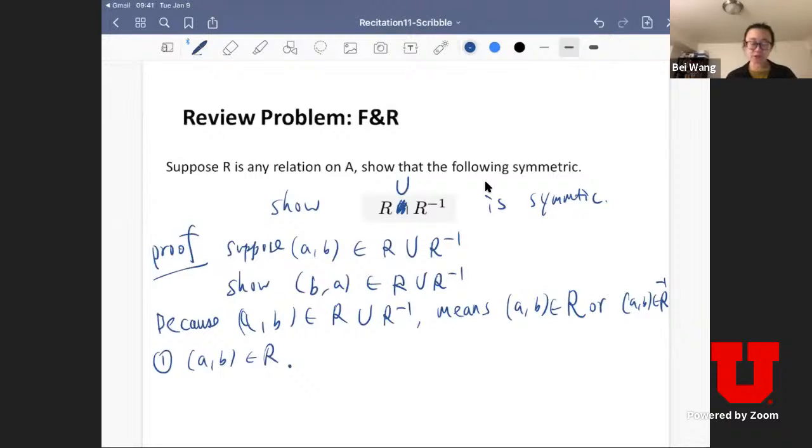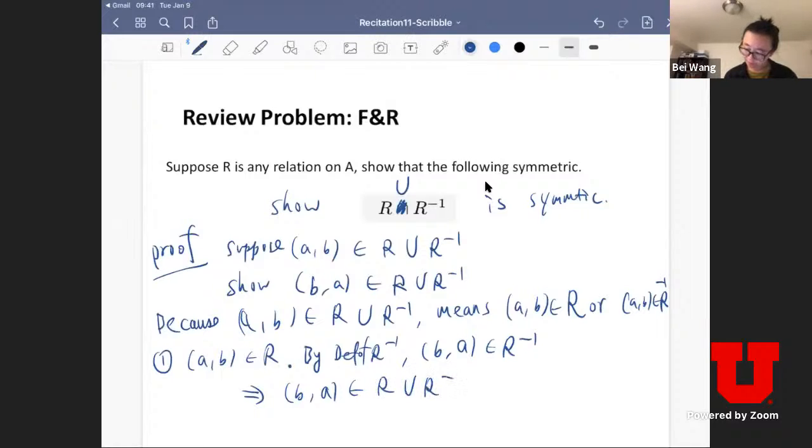So by definition of inverse, if AB is in R, that means BA is in R inverse. Of course, here we do assume the relation R is invertible, right? And it is. So BA is in R inverse. So what does this mean? That means BA is going to be in R union R inverse, right? Because it's already in the set R inverse. Of course, when R inverse is unioned with another set, it's still part of it.